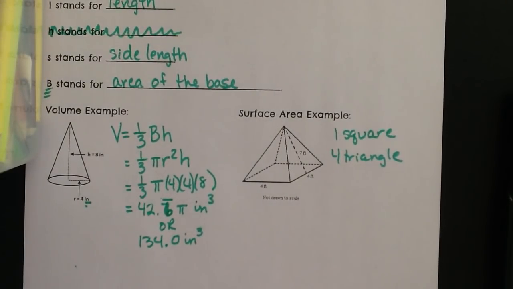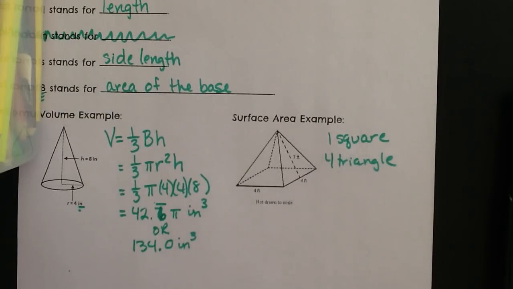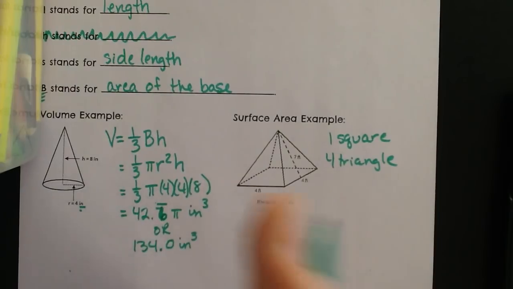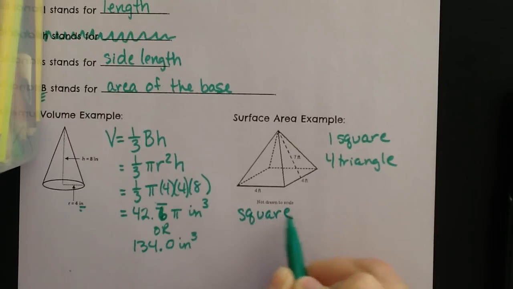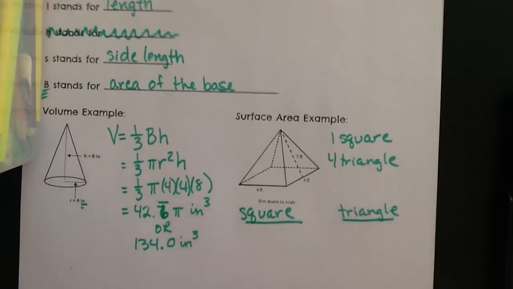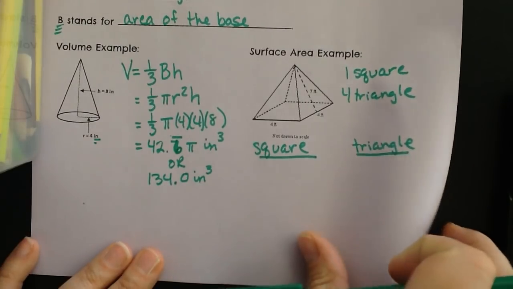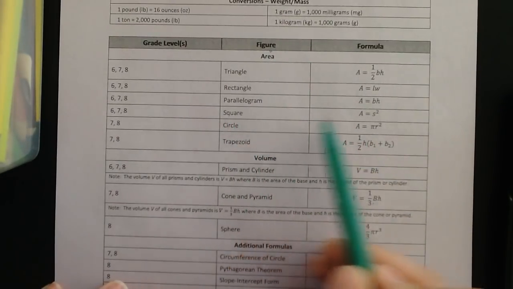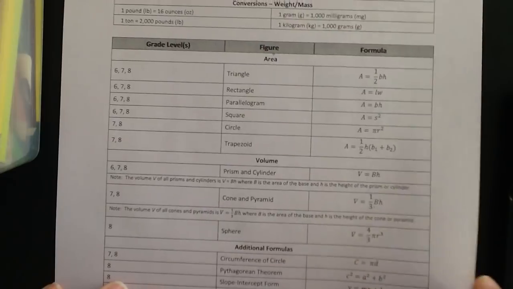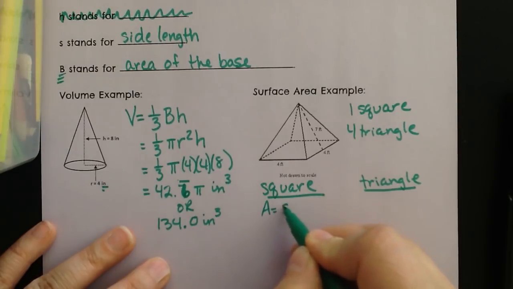So to find the surface area, you're going to find the area of 1 square and the area of 4 triangles and then add them together. So I'm going to do 2 parts here, and then I'm going to come up with a total. So I'm going to do square first. Okay, and then we're going to have a triangle. Okay, so I'm going to flip the paper over, and we're going to look for the formula for the area of a square. So under area, we find square, A equals side squared. Okay, and we flip it back over, A equals S squared.